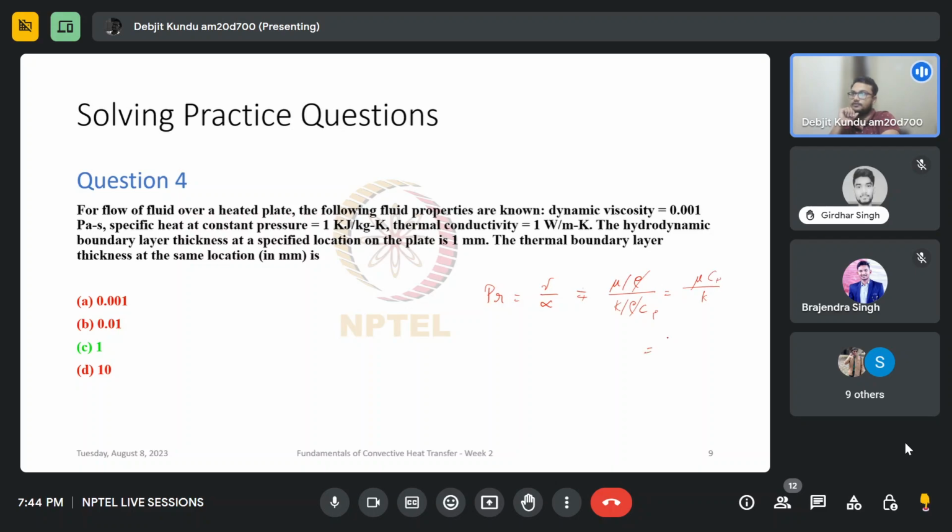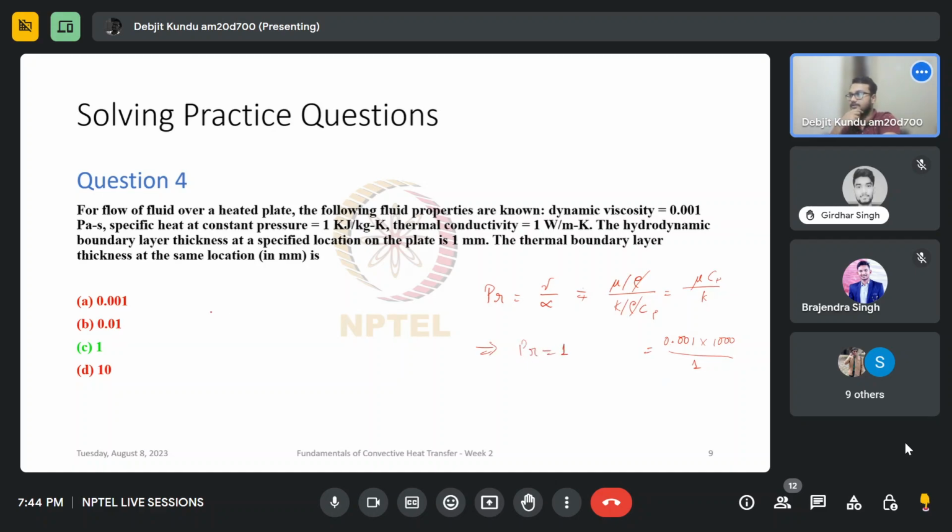The value of mu is given as 0.001. The value of Cp is given as 1000, that is 1 kilojoule, and k is equal to 1. So ultimately I'll get Prandtl number equal to 1.